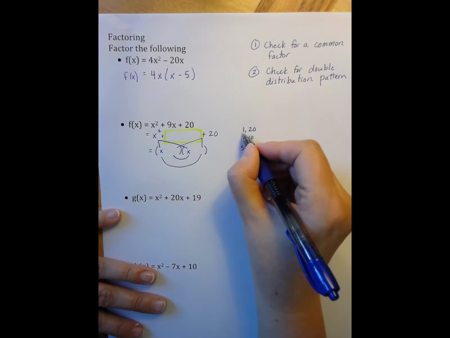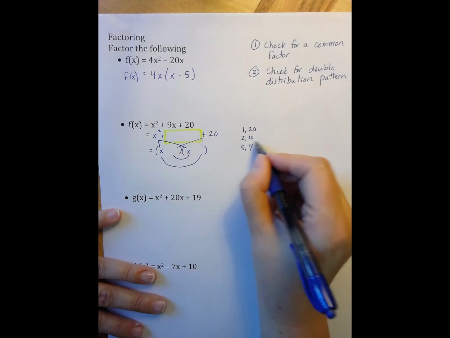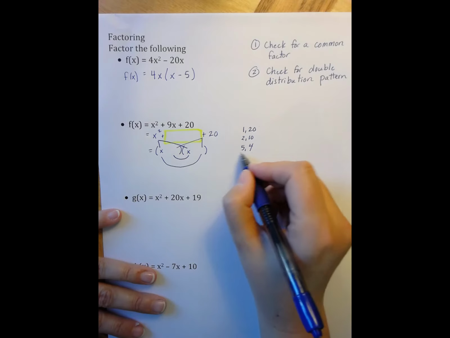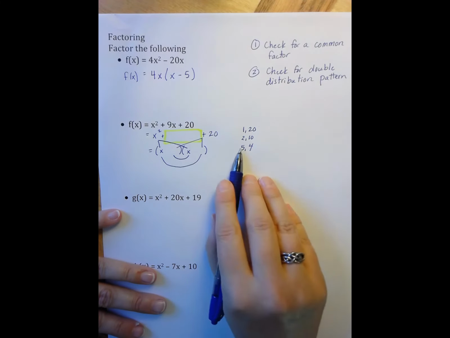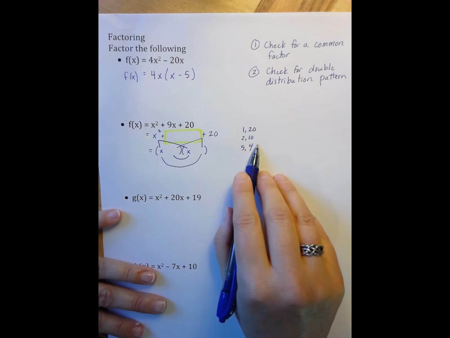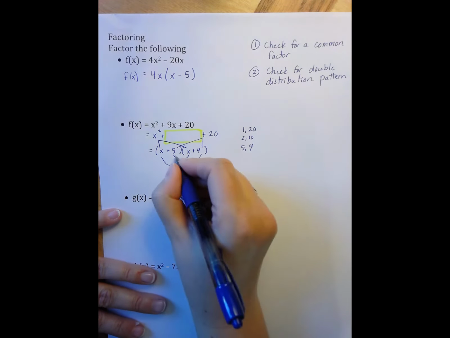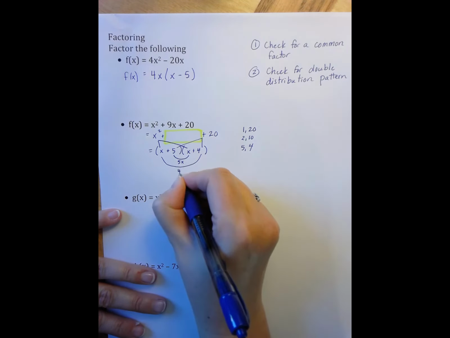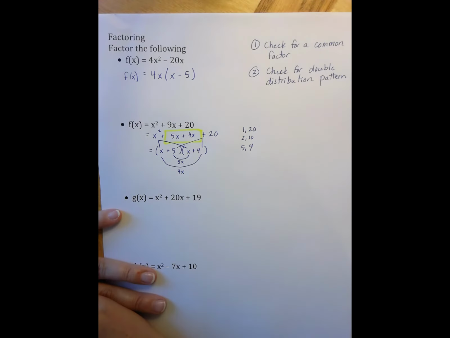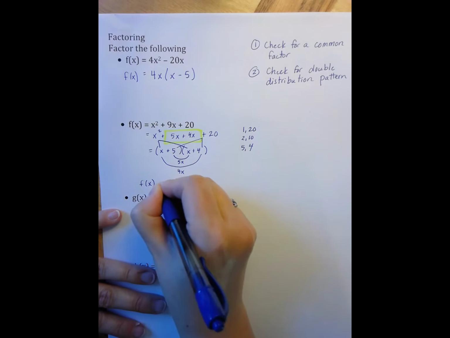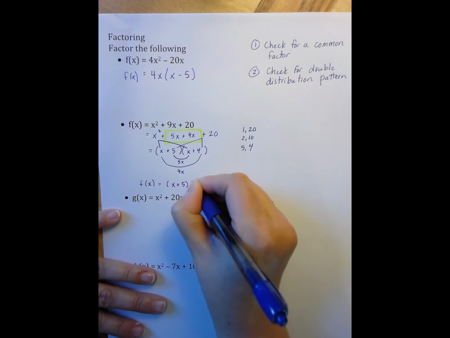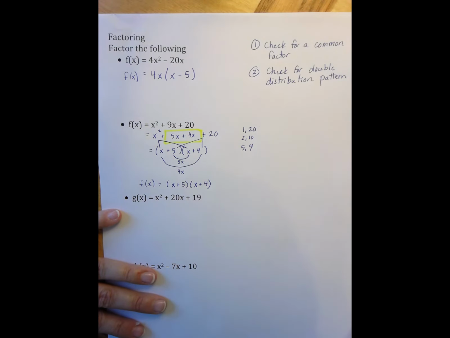So I'm looking at this. Well, adding or subtracting 1 and 20 does not give me 9. 2 and 10 gives me 12 or 8. That's not 9. 5 and 4, that gives me 9. And in order to get a positive 9, these both have to be positive. So I have a plus 5 and a plus 4, which gives me 5x and 4x. 5x plus 4x, which is indeed my 9x. So just to rewrite this a little cleaner, my answer is x plus 5 times x plus 4.